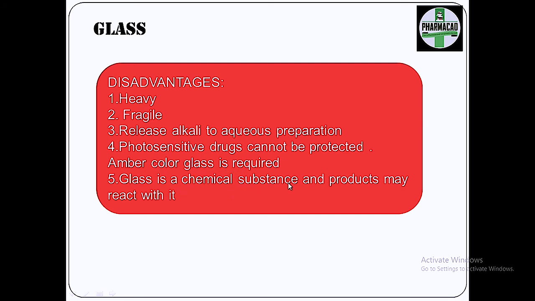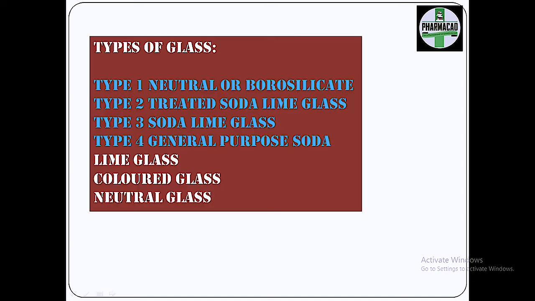Glass is a chemical substance and products may react with it. So obviously this is a major disadvantage, the reaction of the glass contents with your ingredient, and also it is quite heavy and fragile, and that's why the use is minimized. Then we have types of glass, and this is very important.